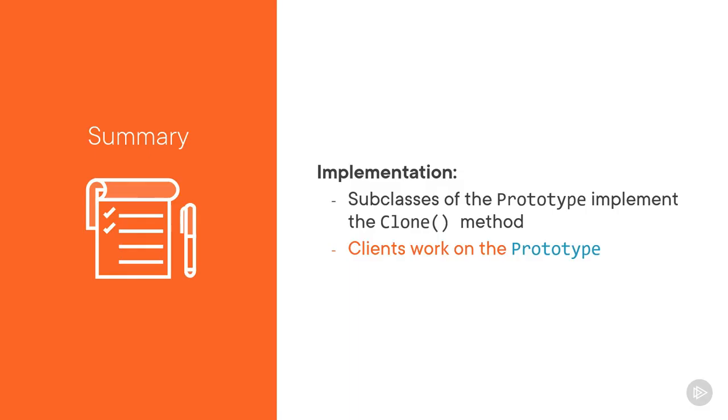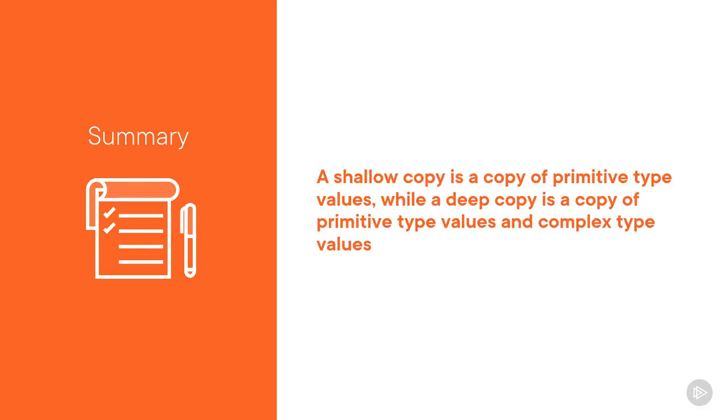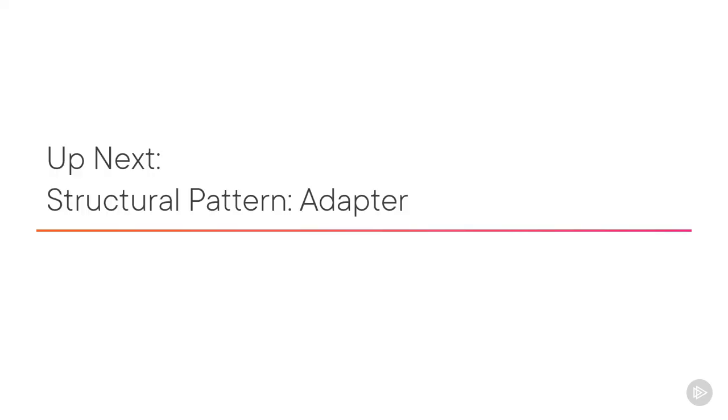There's two types of clones, a shallow and a deep clone or copy. A shallow copy is a copy of primitive type values. So strings, integers and so on will be copied. These are independent of the original object. But complex types that might be properties of the object you're cloning will be shared across the different clones. A deep copy, on the other hand, also results in copies of complex types. And that's it for the creational patterns. On to the next category, structural patterns, starting with the adapter pattern.